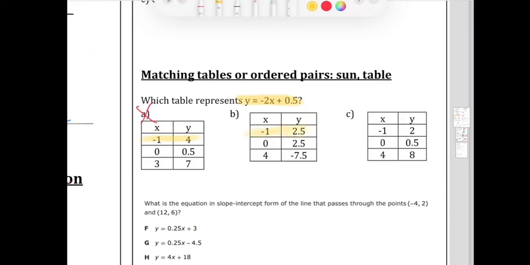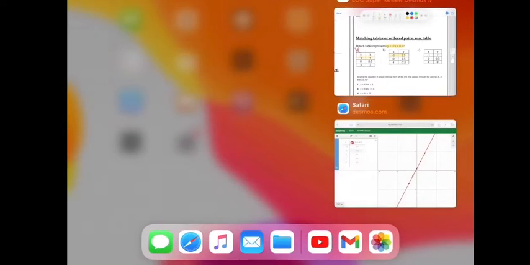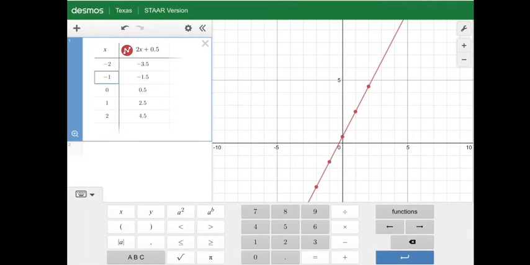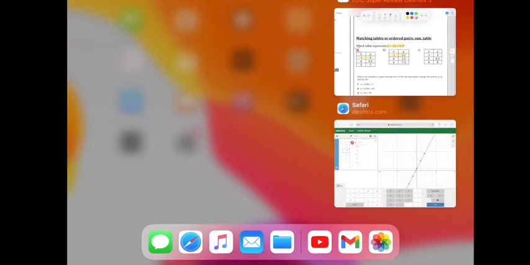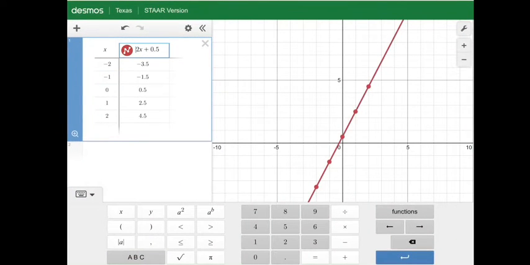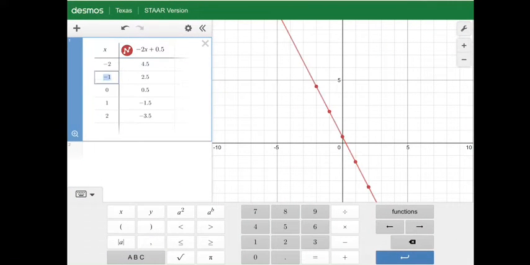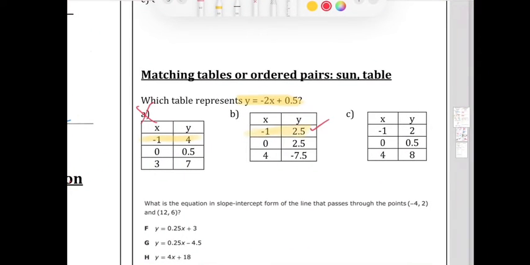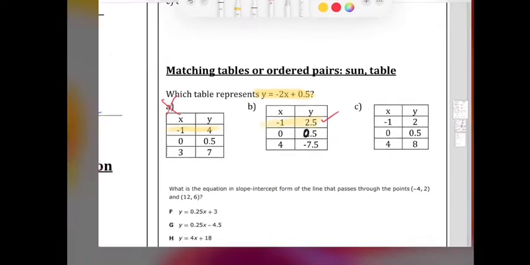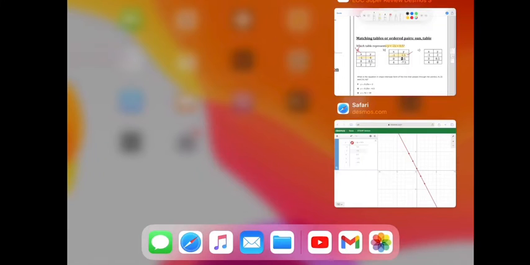Now let's check the second table. When x is negative 1, is the y 2.5? Yep. Negative 2x. Oh, it's negative 2x. Sorry, guys. I typed it in wrong. There we go. When x is negative 1, yes, the y is 2.5. So therefore, this is correct. I had a typo. This is supposed to be a 0.5.